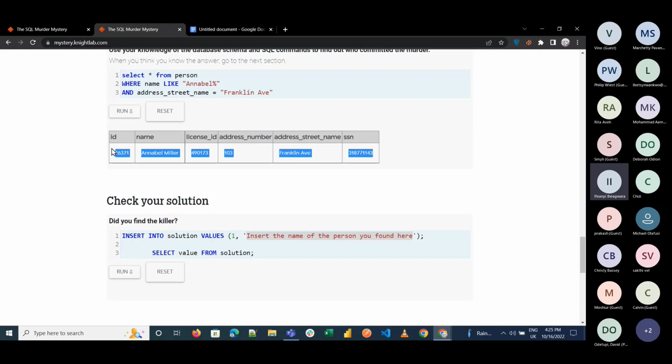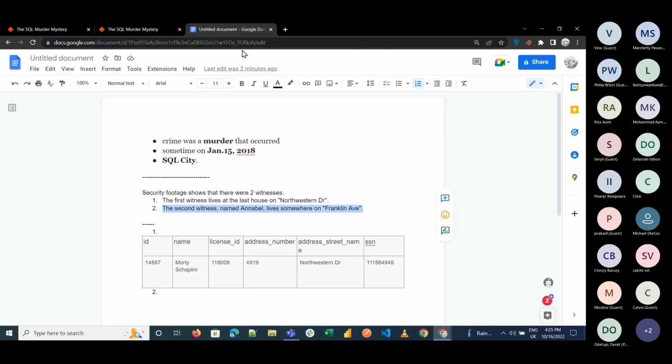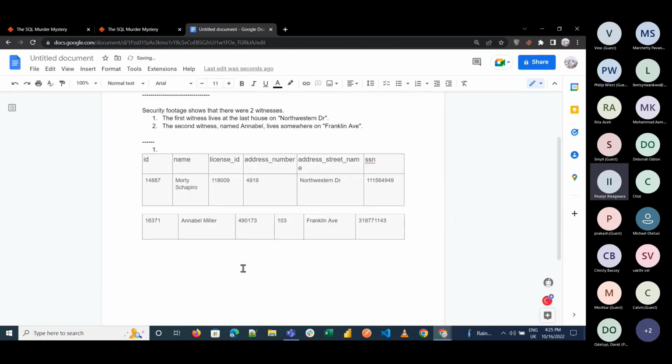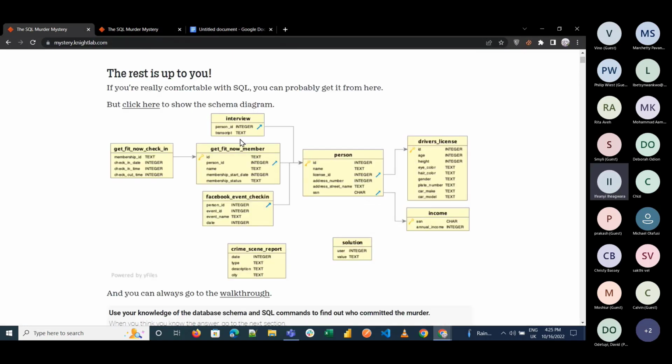Okay, so we know the two people that we're looking for now. Now we need to go back to our table and find out where we can get information about them. There's an interview, where they reported the crime to the police. The police interviewed them. So let's take a look at the interview.